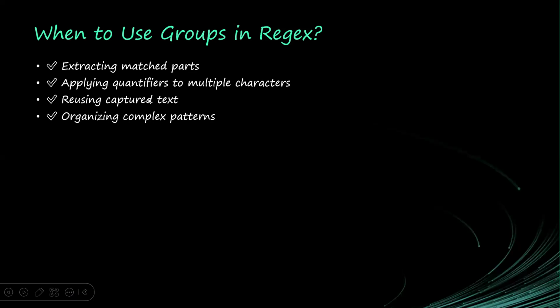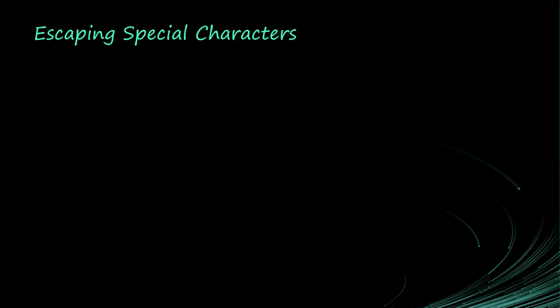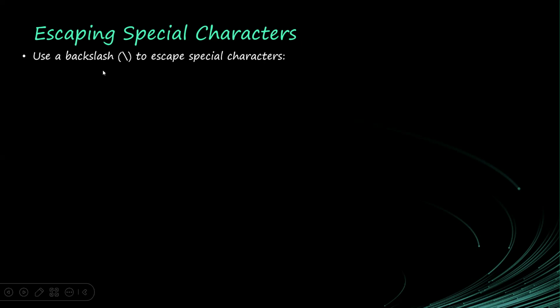So you can also reuse captured text. You saw it when we were reusing what we got in John. We use \1 for the first captured group, or we can use \k and put the name in angle brackets. You can also use groups to organize complex patterns. When you have complex patterns, you can group them and organize them. All right, the last thing we'll take a look at is how do we escape special characters? We have special characters like backslash.